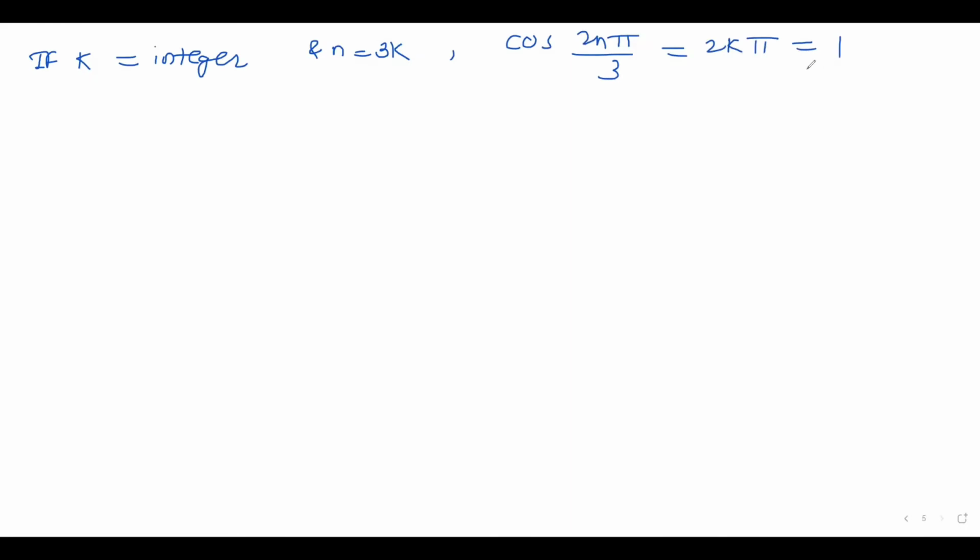If the value of k is an integer, and n is equal to 3k, for our simplification purpose, then cos of 2n pi by 3 becomes cos of 2 into 3k pi by 3. So 3 gets cancelled, so this will become 2k pi, and we all know that cos of 2k pi, or 2n pi, is nothing but 1, right?